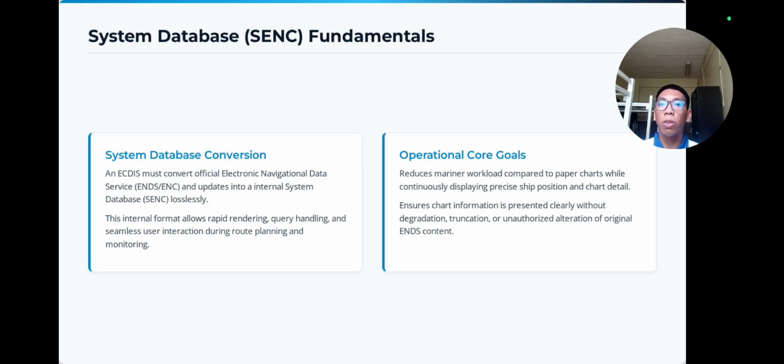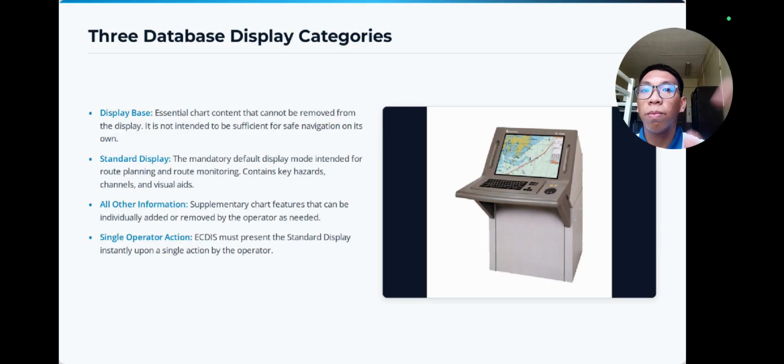Operational core goals: reduce mariner workload compared to paper charts while continuously displaying the precise shape, position, and chart details, ensuring the information is presented clearly without degradation, function loss, and unauthorized alteration of the original ENC content. Data: three database display categories.